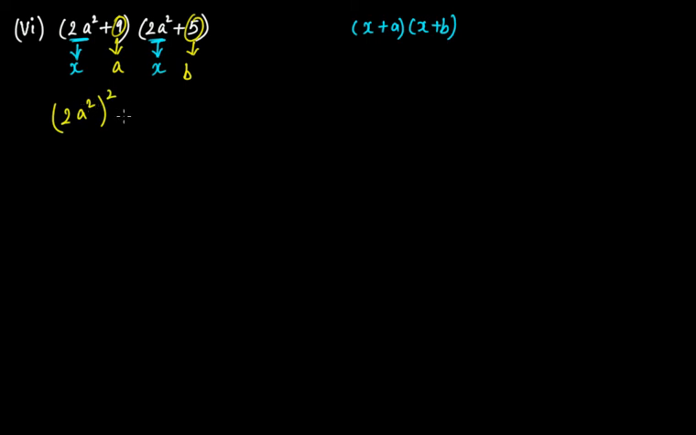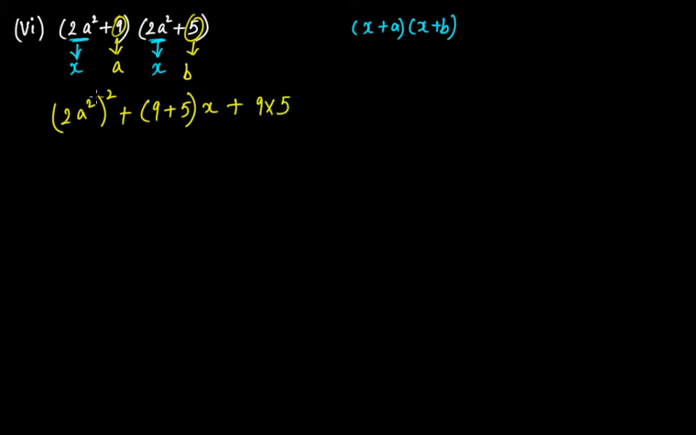Okay, this is (2a squared plus 9) multiplied by (2a squared plus 5). 2a squared is here, 2a squared is here. It means that (x plus a) multiplied by (x plus b). This is x, this is x, and this is a, this is b. So this is 2a squared, this is x squared means (2a squared) whole squared, plus a plus b means 9 plus 5 multiplied by x, plus ab means 9 multiplied by 5.